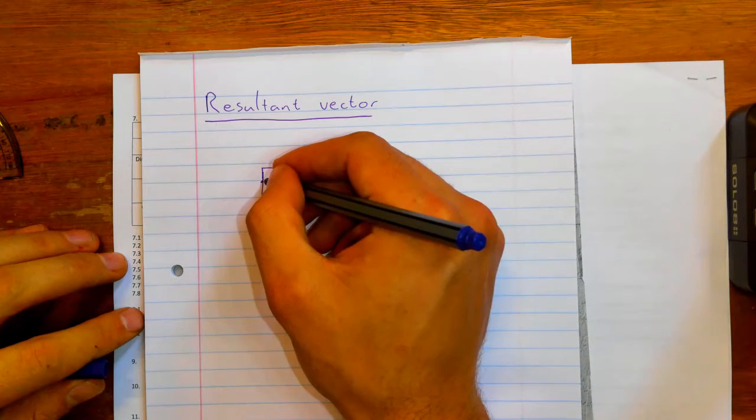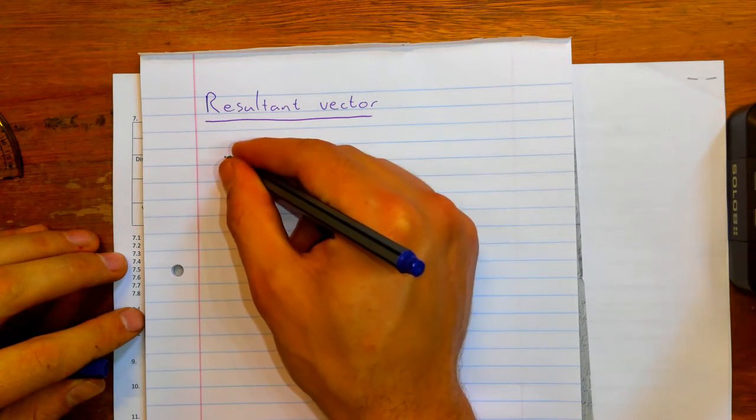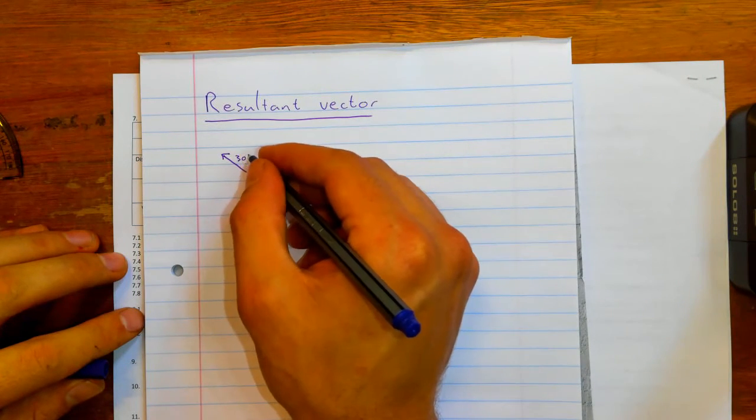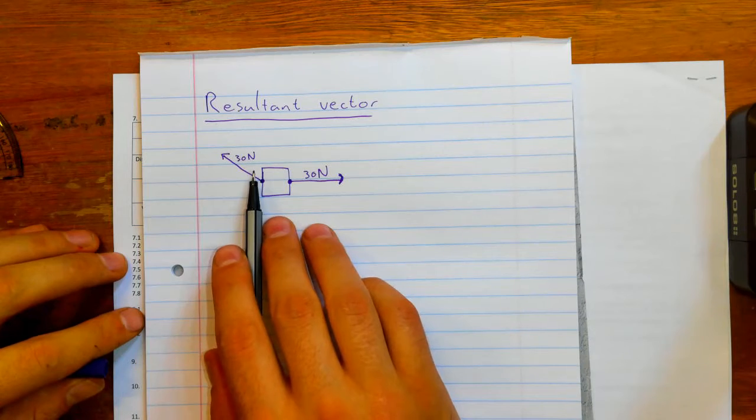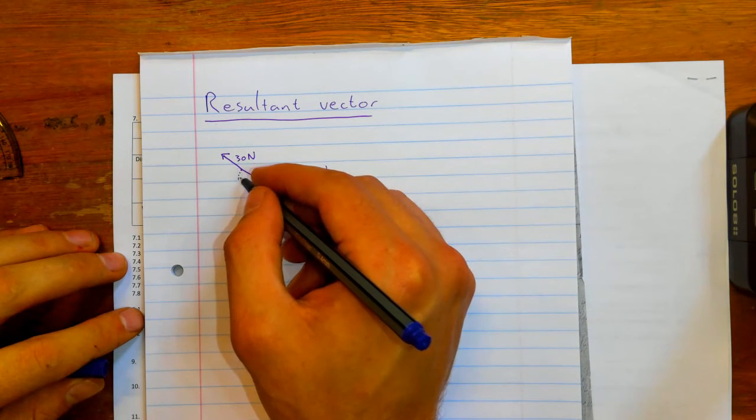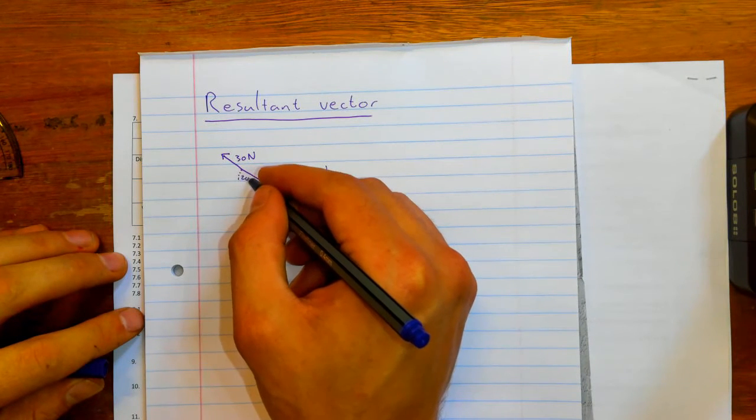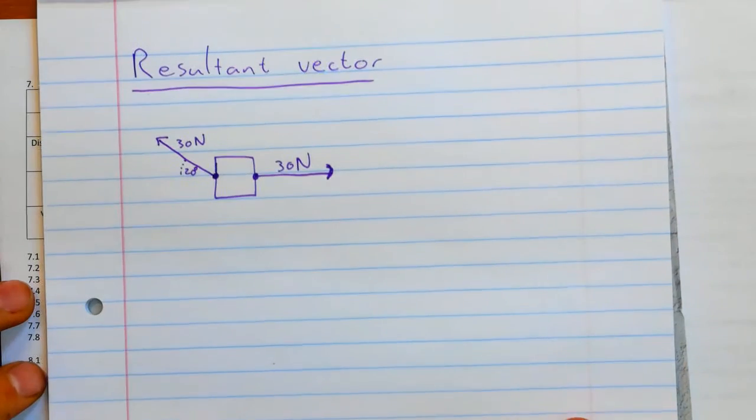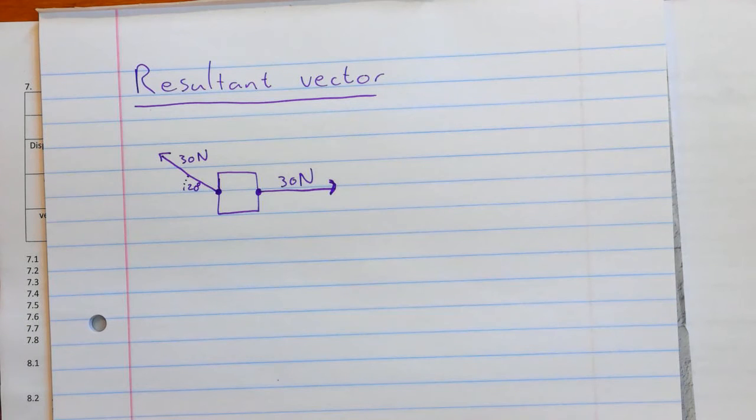Another force is acting on the object to the left at an upwards angle. The magnitude is also 30 newtons, but the angle in this case is 20 degrees. So, how would we calculate the resultant vector? Now remember, the resultant vector is defined as a single vector with the same effect as all the vectors combined.